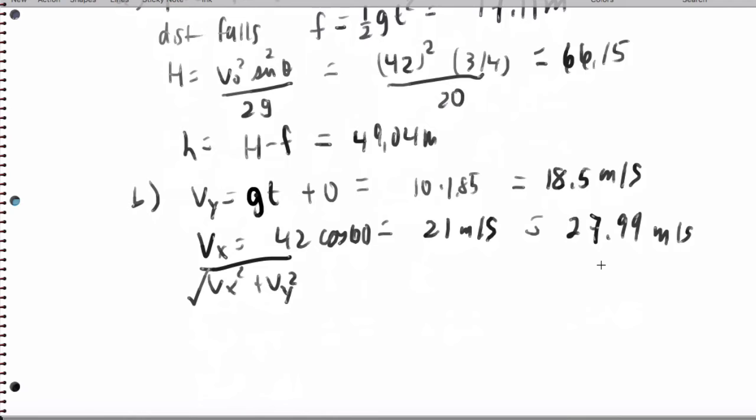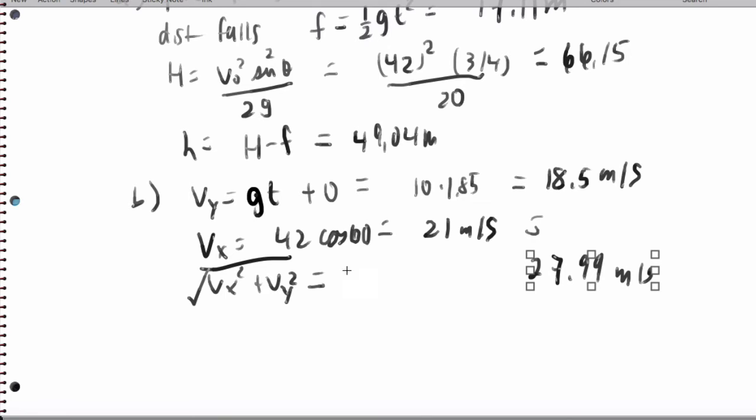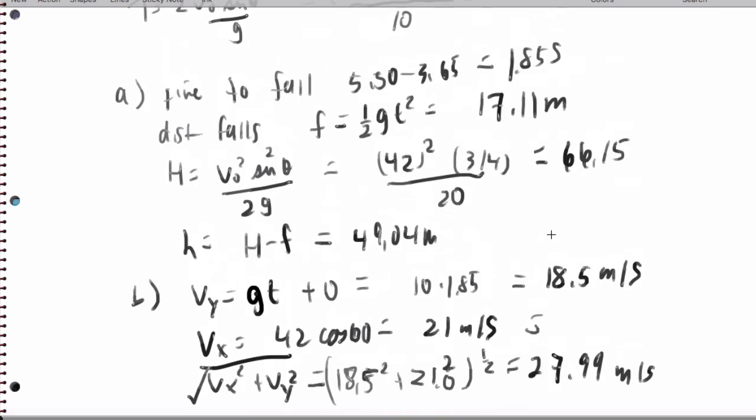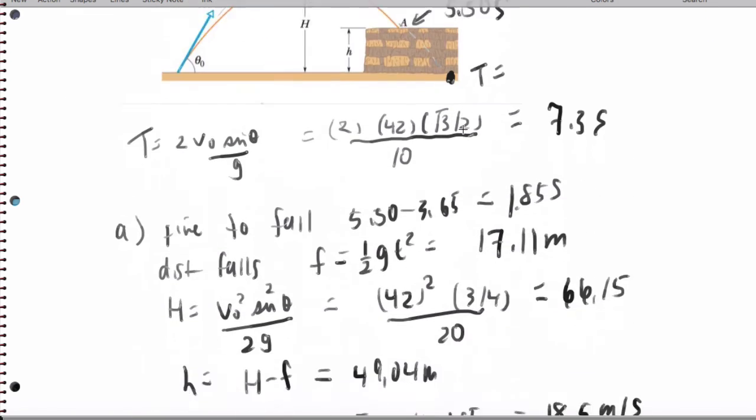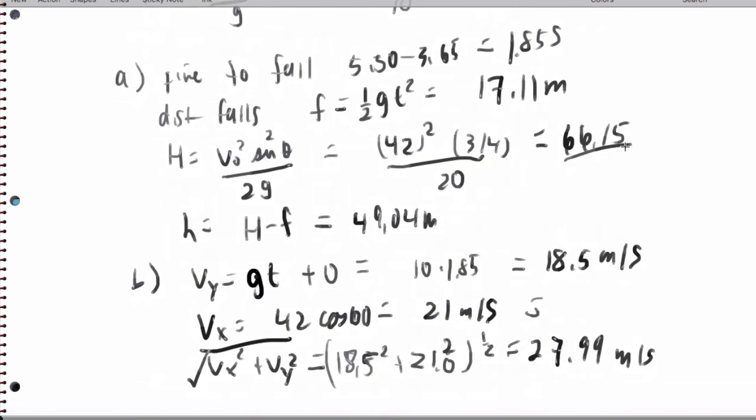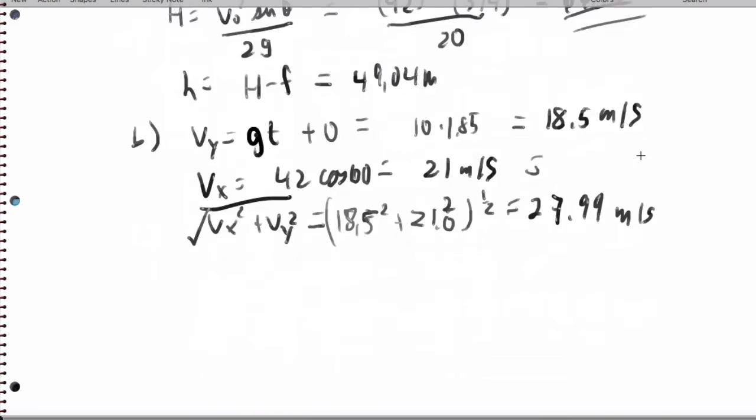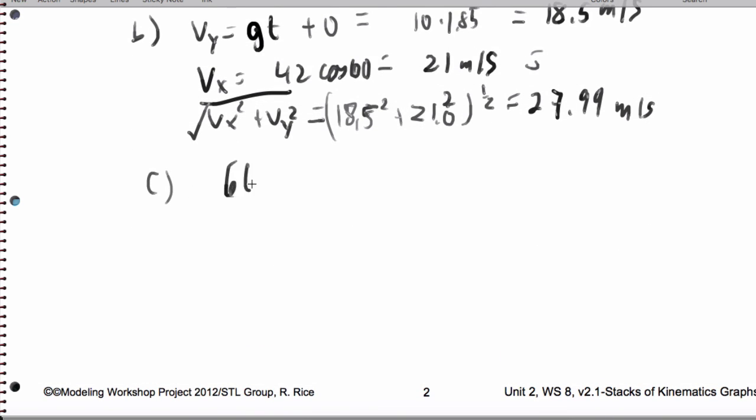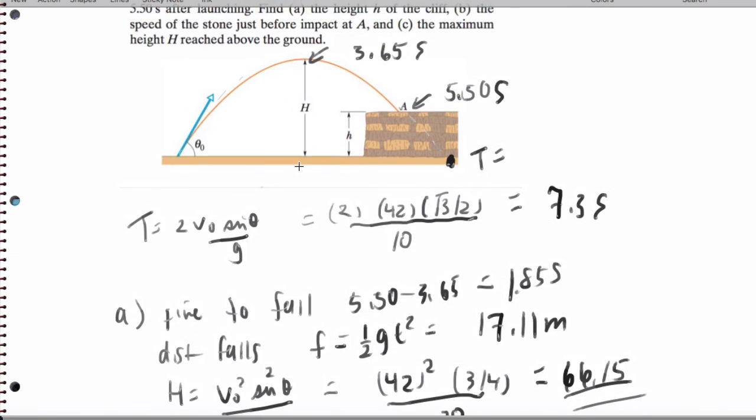I'm going to move that to here. That's 18.5 squared plus 21 squared, to the 1/2 power. All right. And then for part C, the maximum height reached above the ground, we got that right here. So that's 66.15. All right, so that is problem number 2.